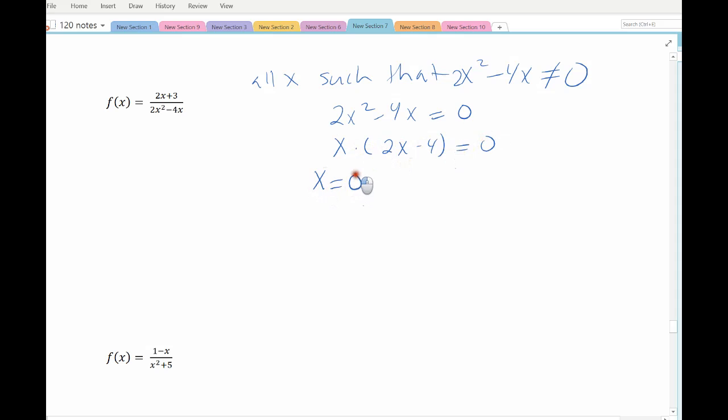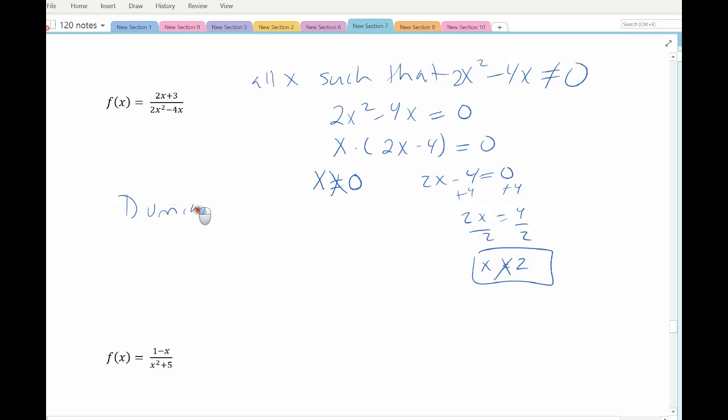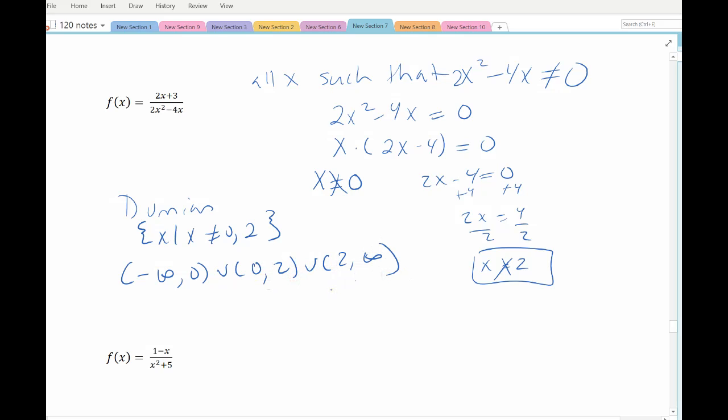And so there are two answers. If you plug 0 in, everything's going to 0 out, and I'm going to get division by 0. And then the other expression also gives me a division by 0, and so 2 is the other one. So we cannot be 2 and we cannot be 0. The domain, in set notation, is every x such that x is not 0 or 2. In interval notation, everything up to 0 works, between 0 and 2 works, or from 2 to infinity works. Those are all of the areas that work. There's a break at 0 and there's a break at 2.